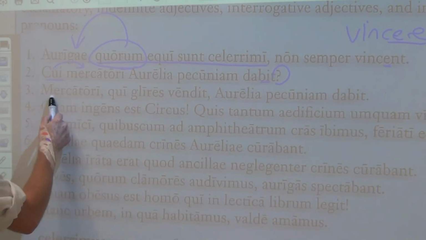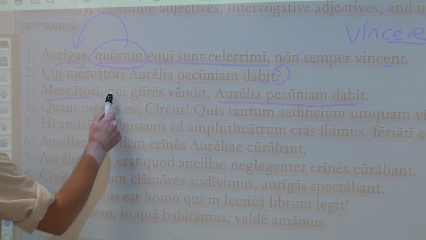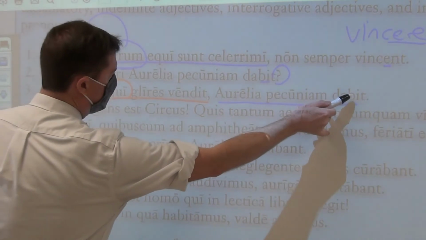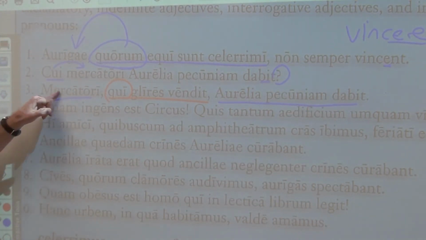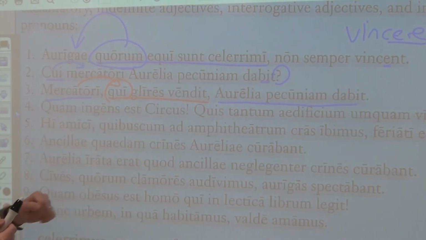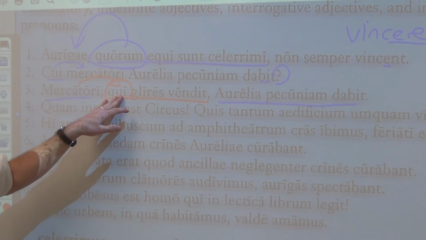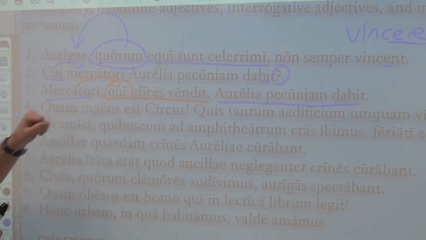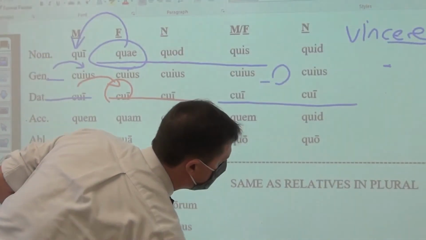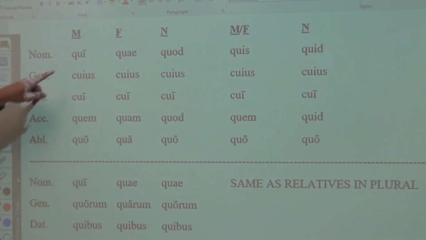So, main clause, subordinate clause, that is a relative clause. Aurelia will give the money to the merchant who sells dormice. That qui is masculine because mercatori is masculine, but when we look at that qui, it could be nominative singular, or it could be nominative plural. You see it? Let's erase that quickly. That qui or that qui.